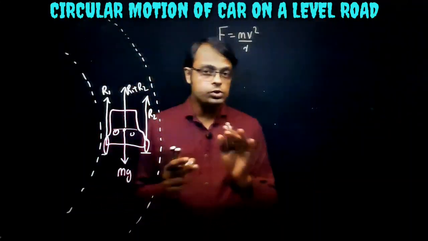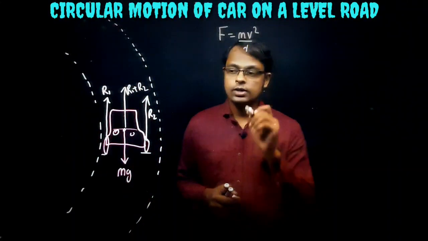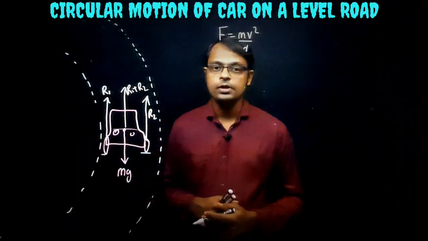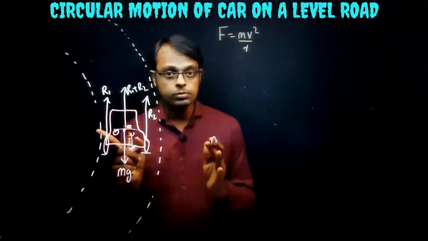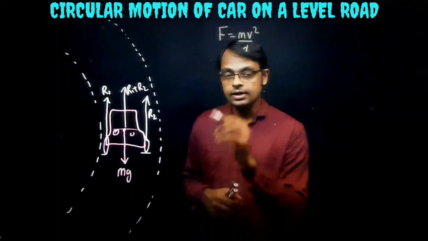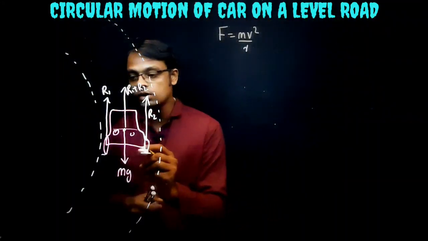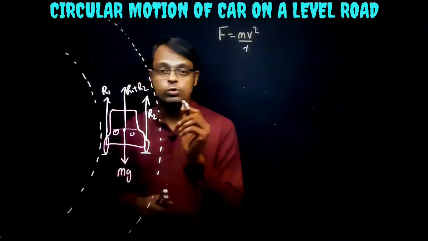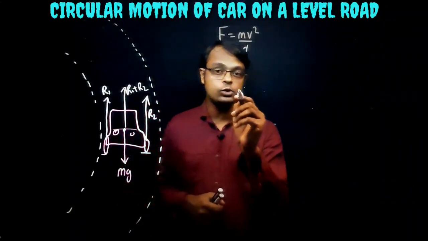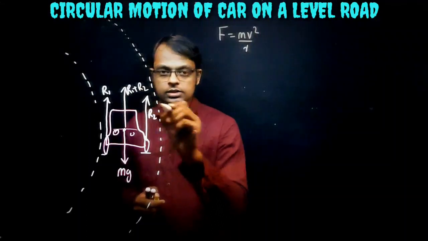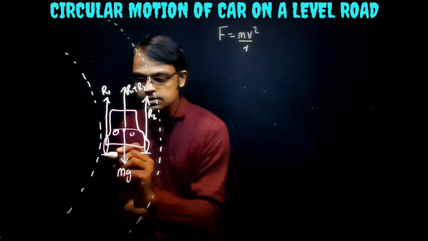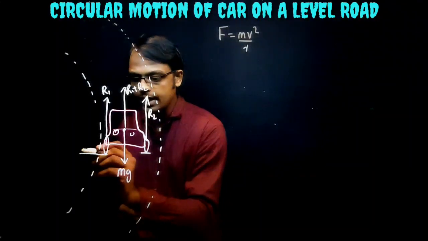Now the car is negotiating the curve, so there must be a centripetal force acting towards the center. If that centripetal force is not present, what may happen? The car may move tangentially. The necessary centripetal force towards the center of this curve is provided by the frictional force acting between the tires and the road. When the car is negotiating the curve, you can see these two tires on this side provide a necessary frictional force acting in this direction.